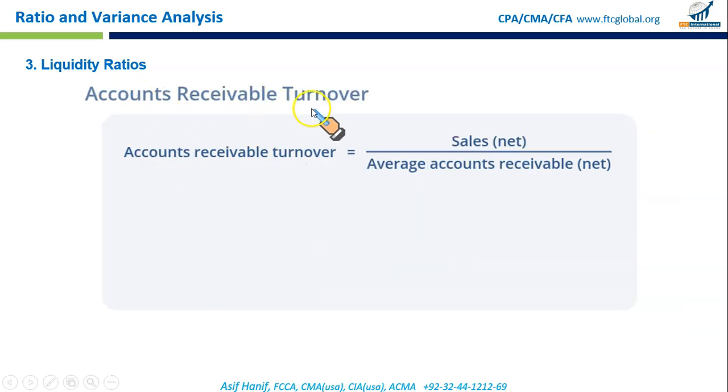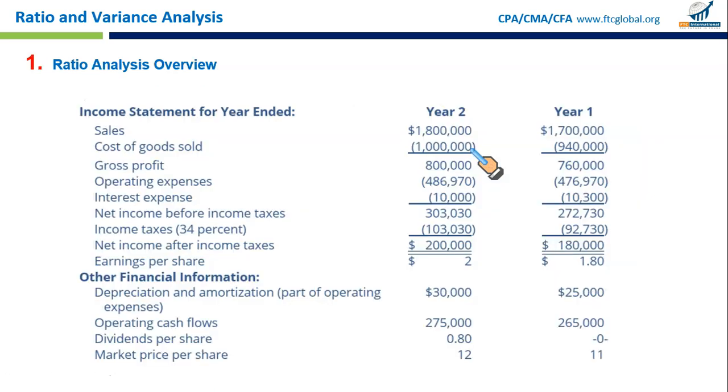Next, we have account receivable turnover. It shows you how quickly or with what speed your customers pay you in 1 year. So you take your net sales over average account receivable. The result will give you an indication of how quickly your account receivable converts into cash. If they convert into cash quickly, that means your liquidity would be better. So let us calculate our account receivable turnover for year 2.